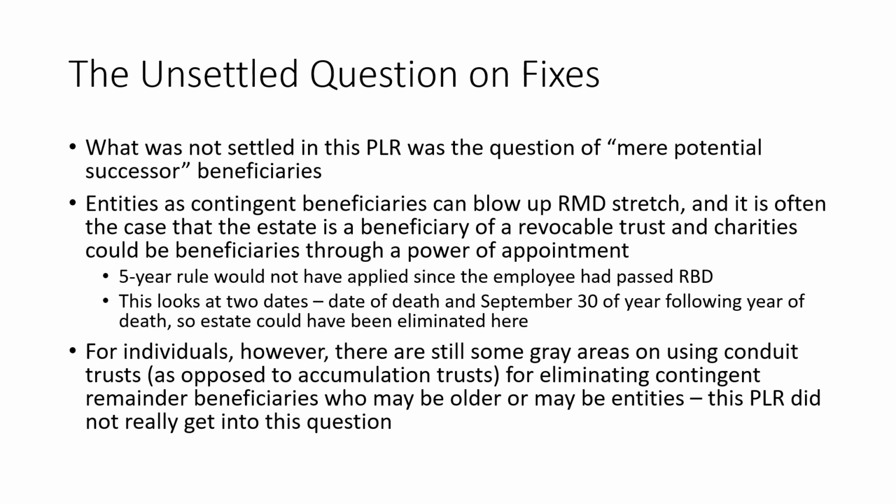But for individuals, there are still some gray areas, and they really relate to the use of conduit trusts as opposed to accumulation trusts for eliminating those contingent remainder individual beneficiaries or entities. And as I mentioned, the private letter ruling didn't really get into this question, and the regs and the example in the regs don't really help us much either, because what they illustrate is a situation where a conduit trust as opposed to an accumulation trust can be used in spousal planning. And a difference in the trust distribution standards relates to whether or not the spouse could delay distributions to his or her marital trust until the required beginning date of the deceased spouse, which doesn't really help us in this case. But we still have this looming gray area with contingent remainder beneficiaries, and unfortunately, I have to leave that as a discussion for another time.